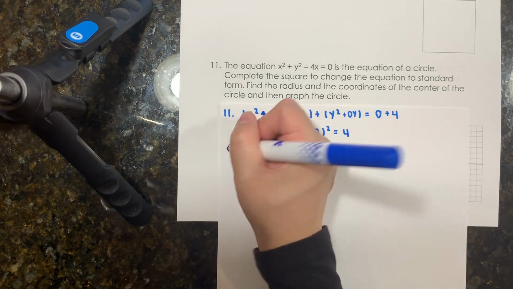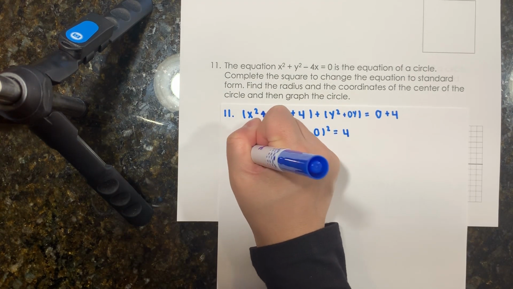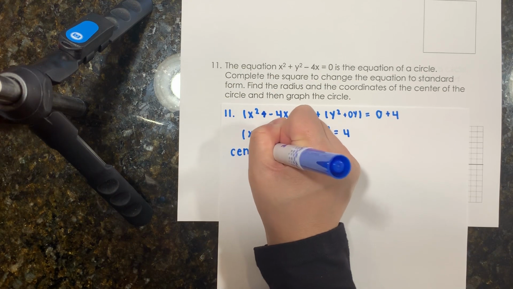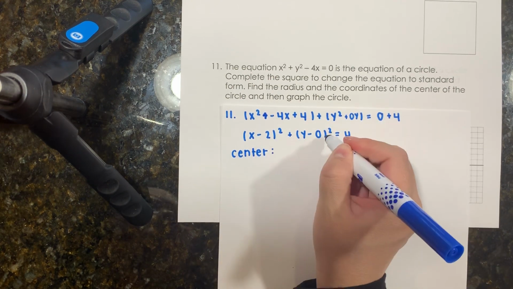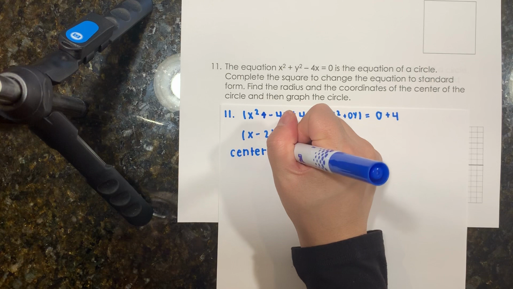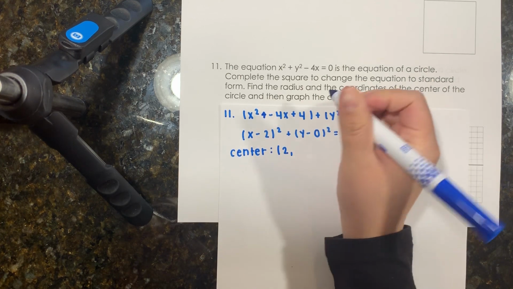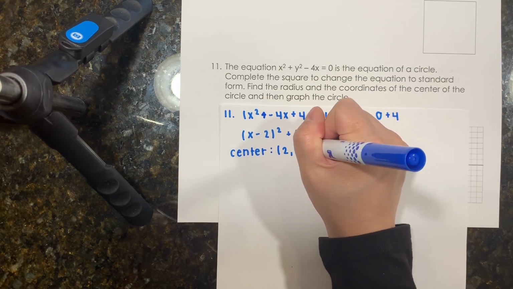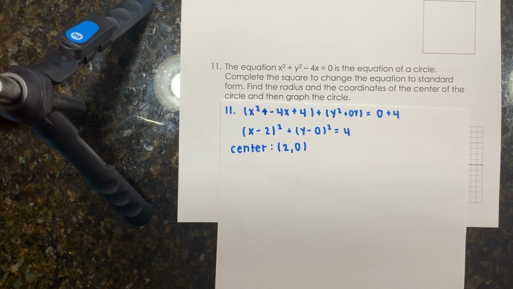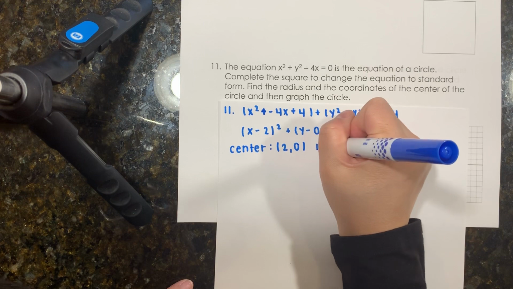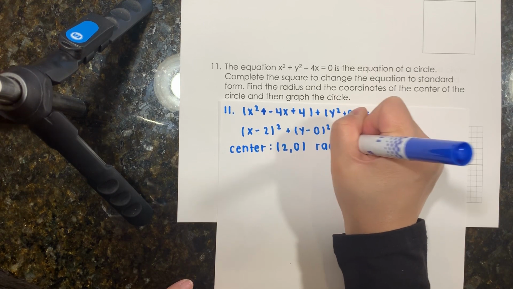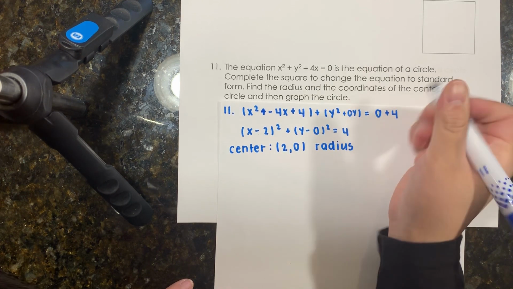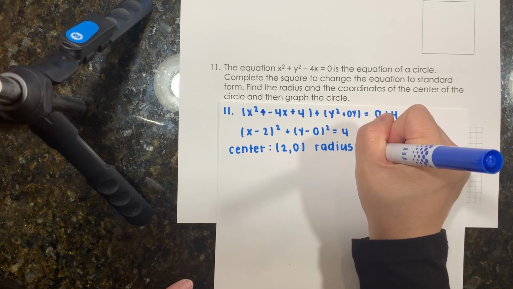Now, the coordinates of the center of the circle are going to be opposite of the ones that are in the equation. So in the equation is -2 and -0, but the opposite of -2 is 2, and the opposite of -0 would be 0. So the coordinate of the center of the circle is over 2, up 0. And now remember, the radius of your circle is going to be the square root of the right-hand side. So in this case, the radius is going to be equal to 2.